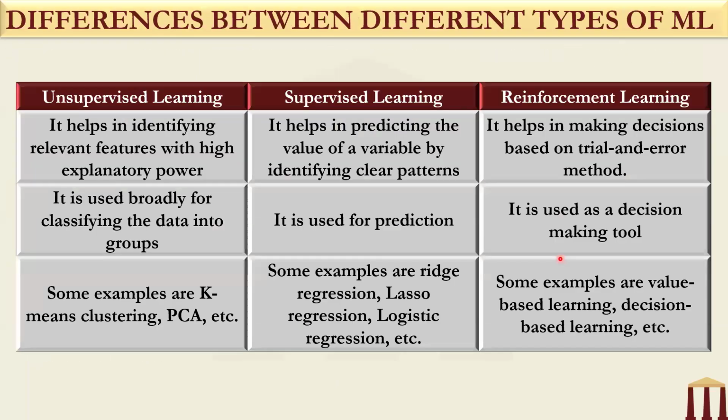Finally, we'll conclude by discussing the differences between unsupervised, supervised, and reinforcement learning. Unsupervised helps you to identify relevant features. Supervised is for prediction or classification. Reinforcement is for making decisions based on trial and error, exploration and exploitation. Unsupervised is used broadly for classifying the data into two groups. Supervised is mainly used for prediction and to some extent for classification also. Reinforcement is used as a decision making tool. These are the examples: K-means clustering, principal component analysis. For supervised, we have lasso, logistic, and for reinforcement we have value-based learning, decision-based learning, etc.